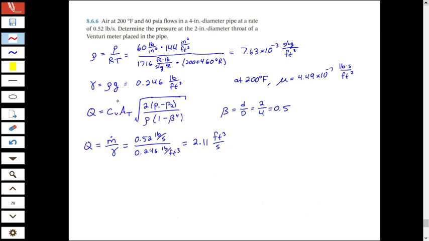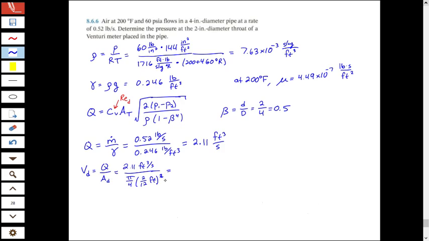Next, in order to find the appropriate value of the coefficient, we need to find the Reynolds number at the throat. So they use a little subscript d in our textbook. So we need to find first the velocity at the throat, at the minor d. So we're going to have our volumetric flow rate that we calculated, 2.11 cubic feet per second, divided by pi over 4, and then convert the 2 inches to feet.